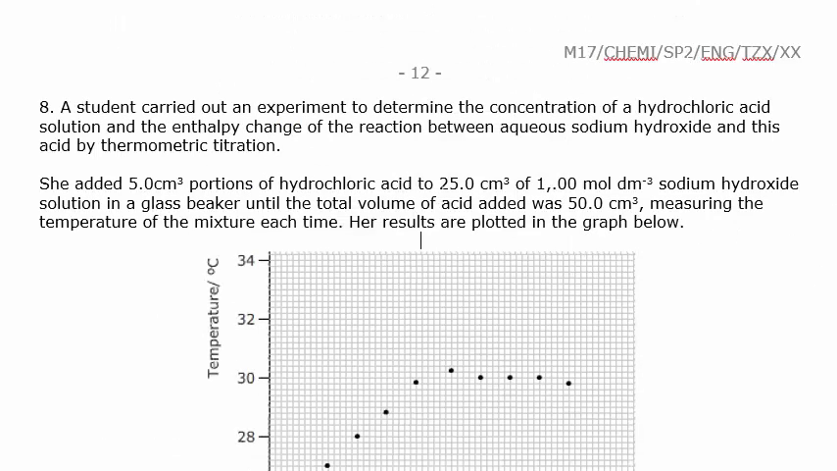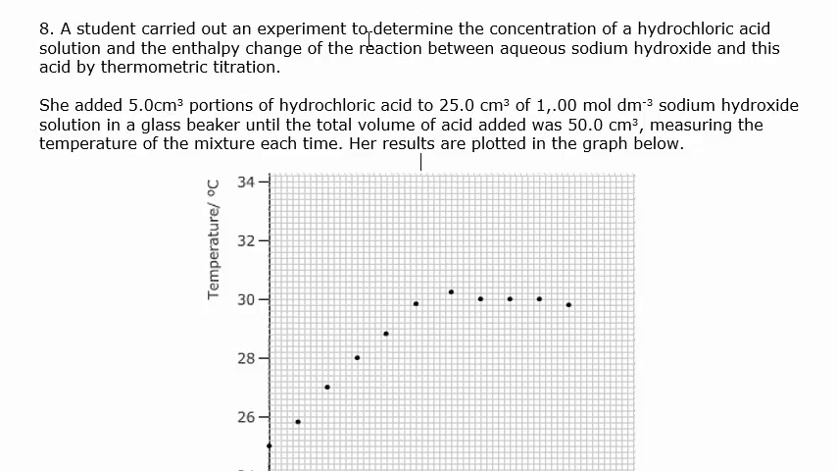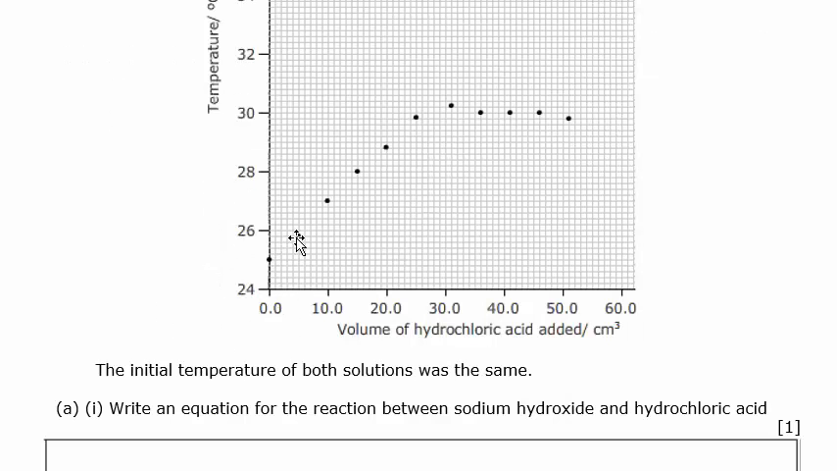Question 8. I think this is the last question, is it? Okay, so we've got a student that's adding hydrochloric acid in 5 centimeter cubed portions to 1 mole of sodium hydroxide. And there's the results. So as we're adding, it's heating up, and then it seems to go down again. So presumably this is an effect of adding cold liquid to another hot liquid. It's cooling it down. But we don't know exactly where the changeover is.